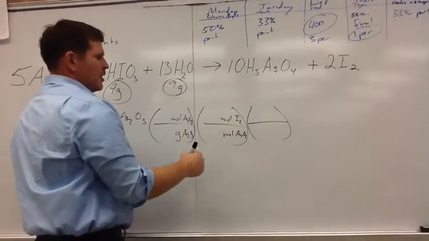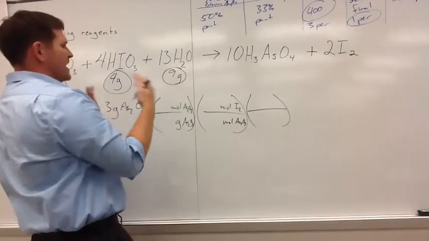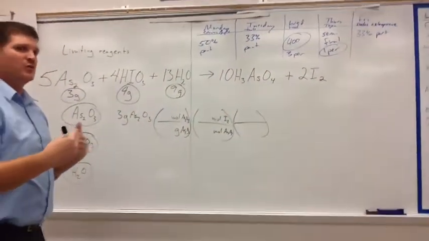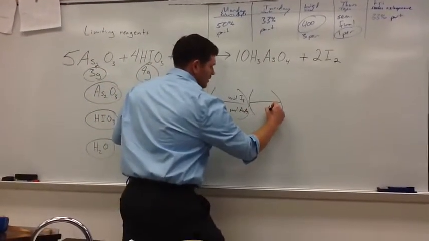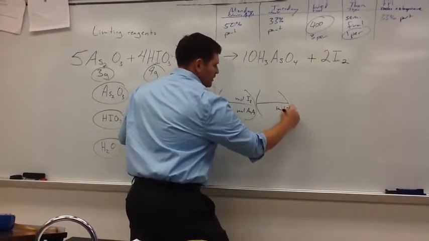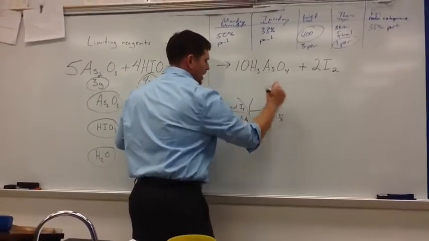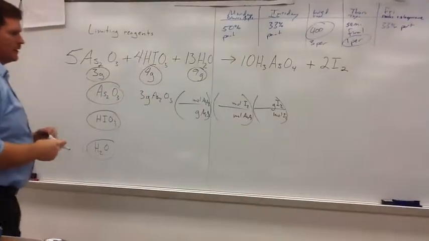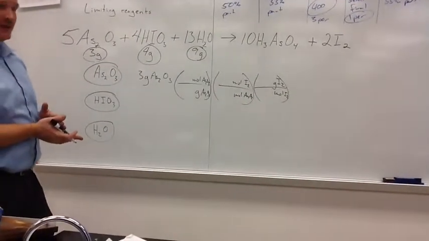Okay, I don't want moles. I want to know how many grams I can make, because I started with grams. If it doesn't ask you any other thing, we're going to go straight to whatever one we started with. So we're going to go to grams here. Moles of I2 we want to get rid of, and we're going to go to grams of I2. Alright, I've got it all set up. I know exactly where I'm going. Now we need to put numbers in there.